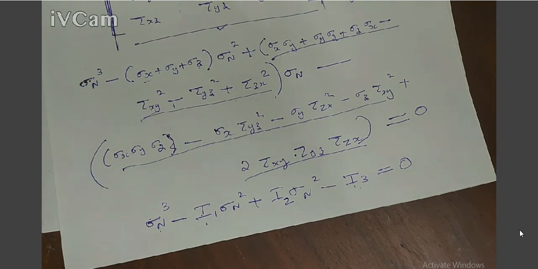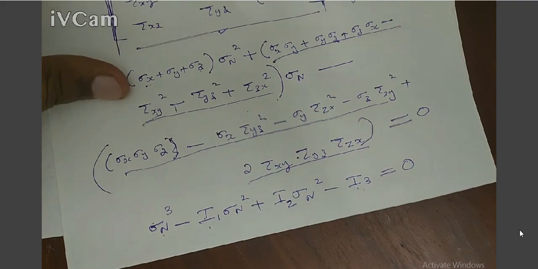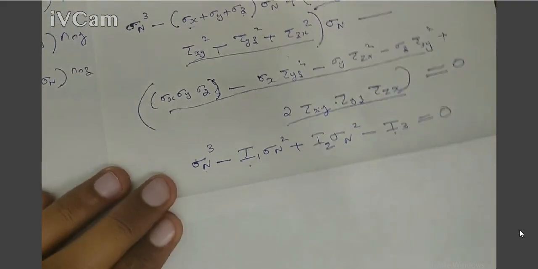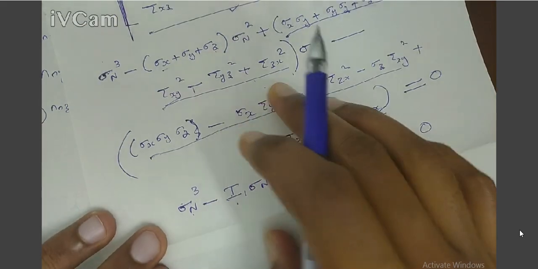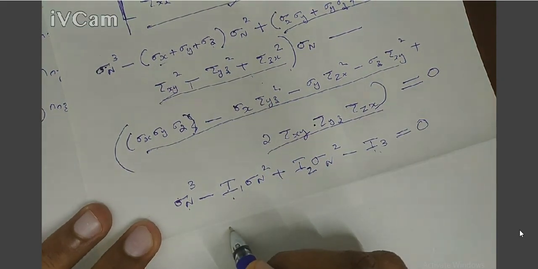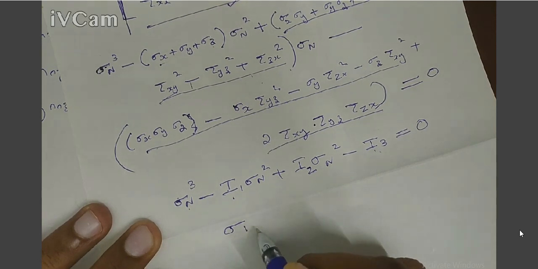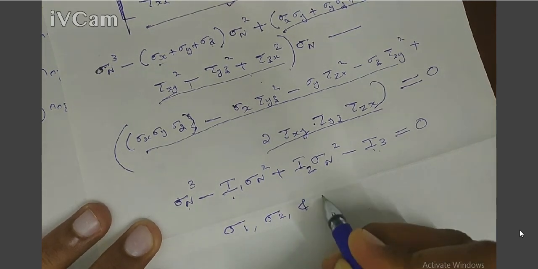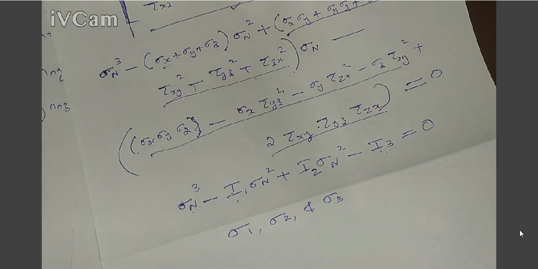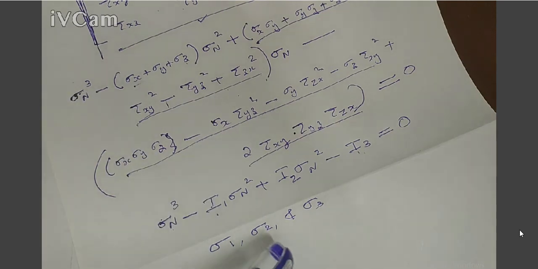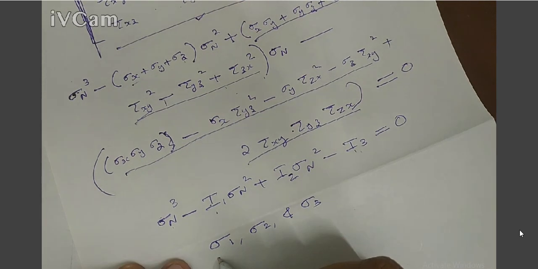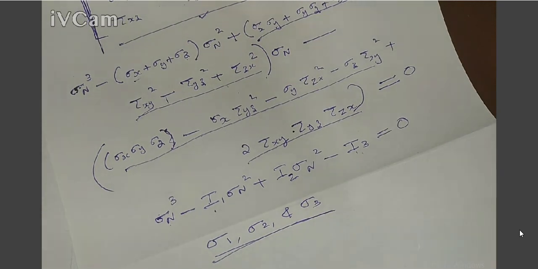And how many roots are there for this cubical equation? There will be three roots for this cubical equation. After solving this equation, we will get three roots: sigma 1, sigma 2, and sigma 3. And these sigma 1, sigma 2, sigma 3 are the principal stresses.